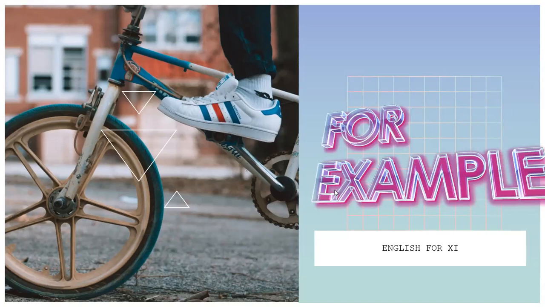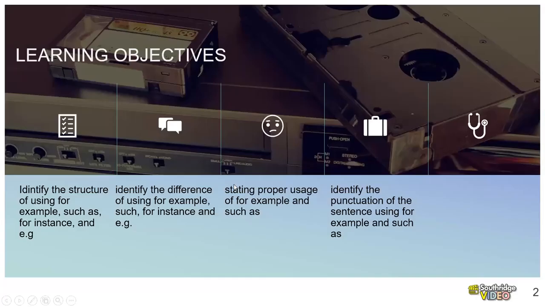Before that, let me introduce you the objective of our learning today. First, you will be able to identify the structure of using for example, such as for instance and e.g. The next objective is you will be able to identify the difference of using for example, such as, for instance and e.g. And the next is stating proper usage of for example and such as. And the last, but not the least, identify the punctuation of the sentence using for example and such as. These are our learning objectives today.